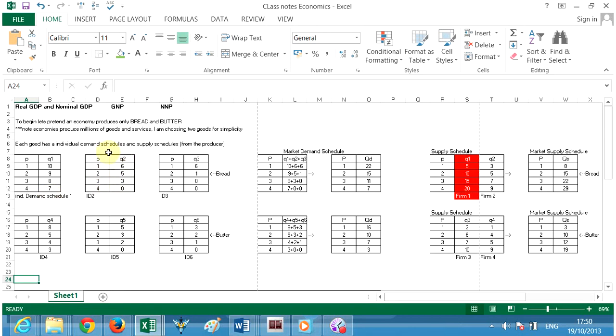This could be one of my students. Again, this is for bread. And in this market, there's just 3 people who buy bread. It's a very, very simple model to show you how each of these things work.